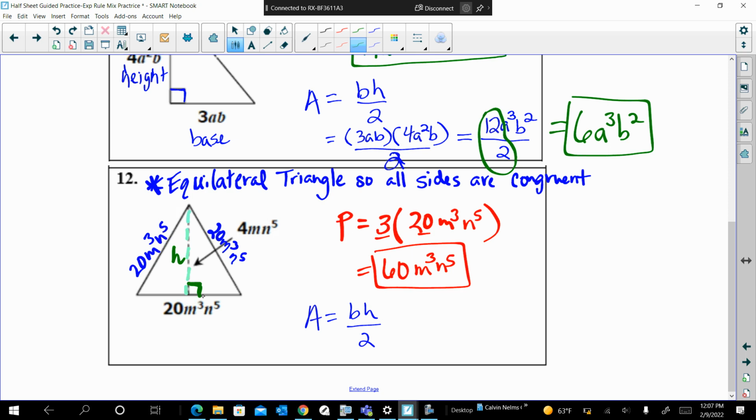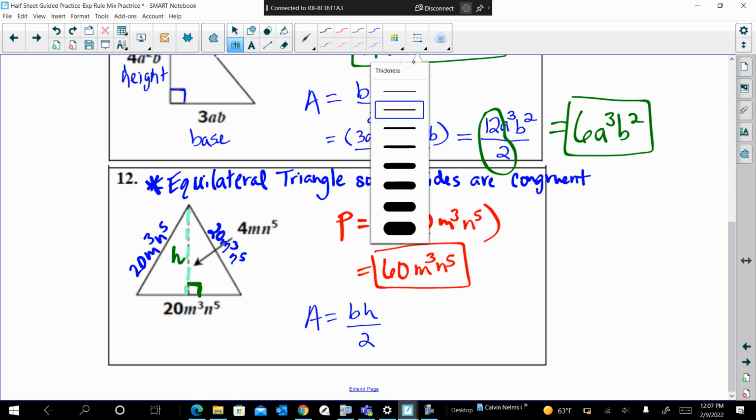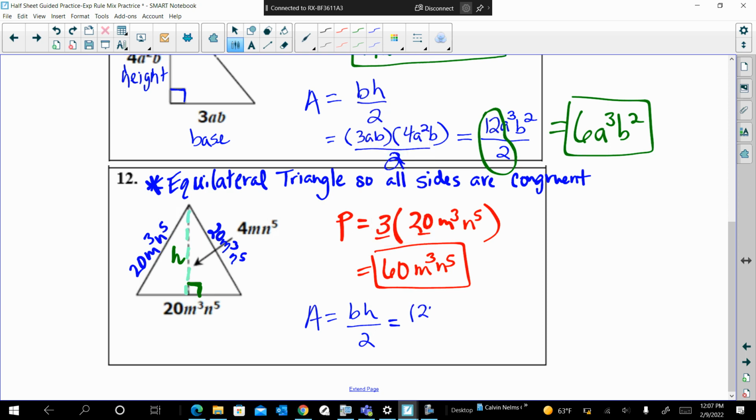So if I substitute the parts into the formula, what would I use for the B, or the base of the triangle? Yep. You use the 20 m cubed n to the fifth. That goes in for B. And then what represents the height of the triangle? Yeah, 4m n to the fifth power. So those two are going to get multiplied together first, and then we're going to divide it by 2.